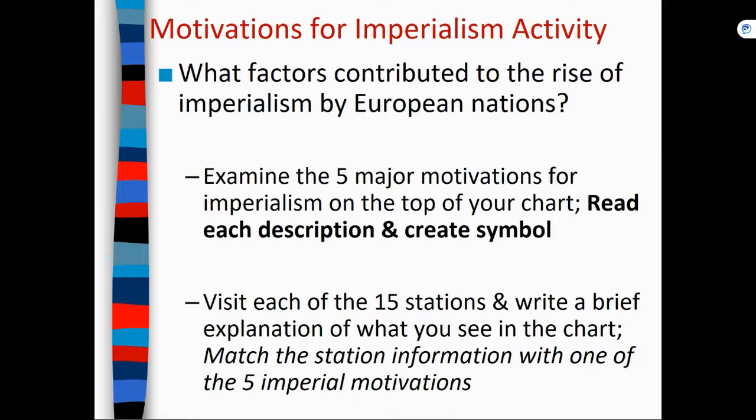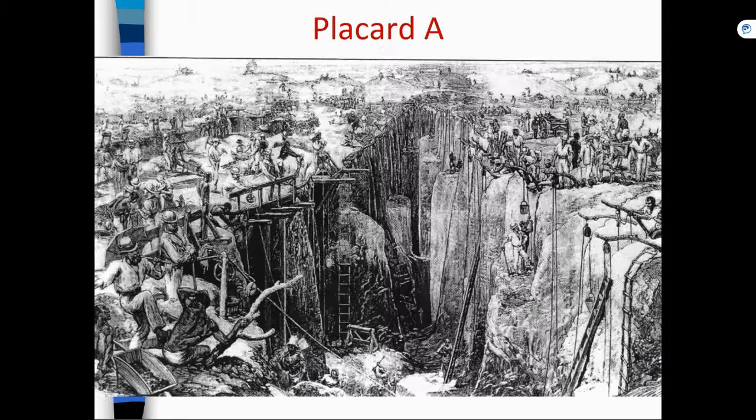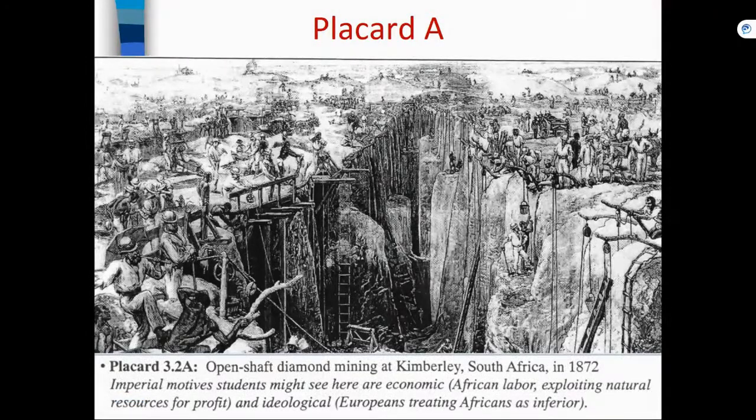Let's try the first few together. Placard A. An open shaft diamond mining at Kimberley in South Africa, 1872. Which imperial motives might you see here? Imperial motives that students might see here are economic, African labor, exploiting natural resources for profit, and ideological, Europeans treating Africans as inferior.